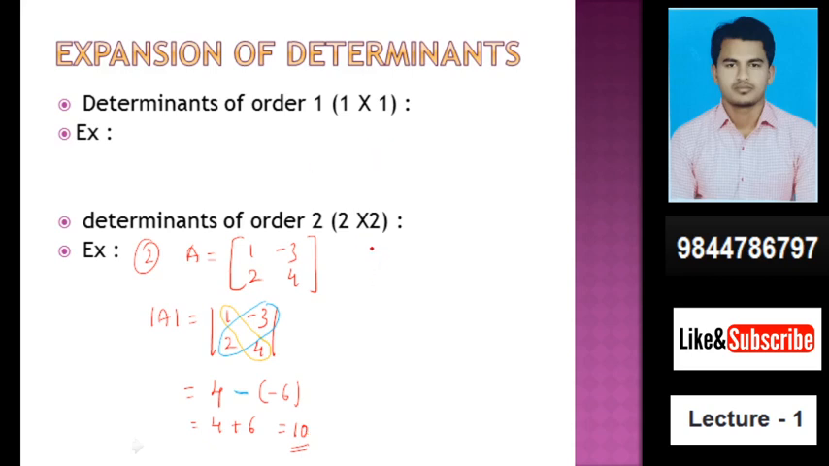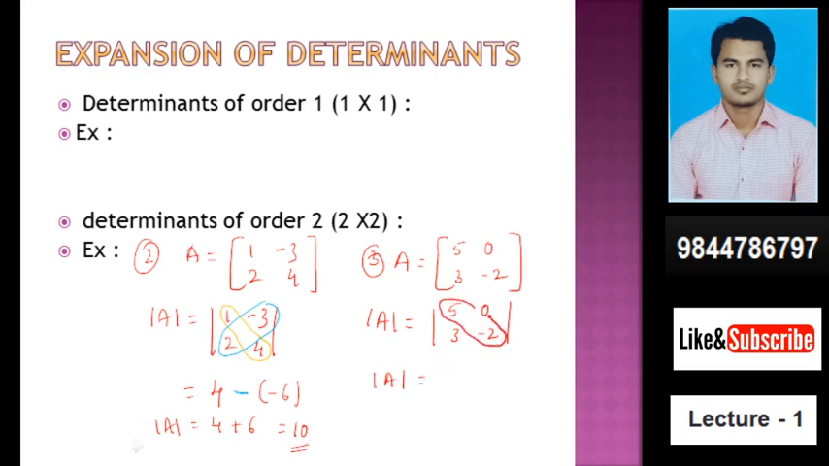Okay, one more example. The third example. A is equal to 5, 0, 3, minus 2. The first thing is I am going to make it in the form of a determinant: 5, 0, 3, minus 2. Now simplify here. Determinant of A is equal to, our intention is to multiply the diagonal elements. 5 into minus 2 is minus 10, minus. Now multiply non-diagonal elements. 3 into 0, that is 0. It is equal to how much? Minus 10.